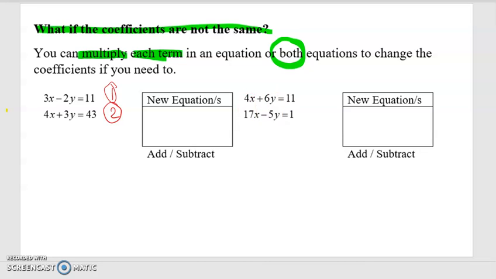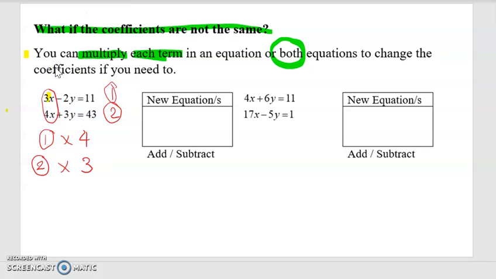Here, I think I might actually change the x's to the same term. I'm going to make the x's 12, and I'm going to do that by taking equation 1 and multiplying it by 4, and taking equation 2 and multiplying that by 3. And when I say multiply, I do mean every single term.